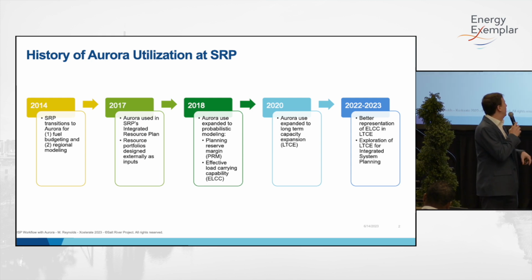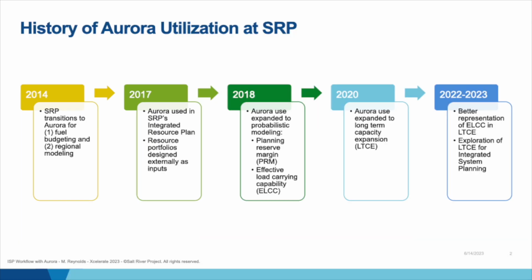Now I'm going to skip to 2020. That's when we started playing with Aurora's long-term capabilities. We've had a lot of fun with that so far, and then SRP has been in a process of including integrated system planning in our future. We're going to talk a little bit about what that means in just a minute, but it's an evolution of the integrated resource planning concept.